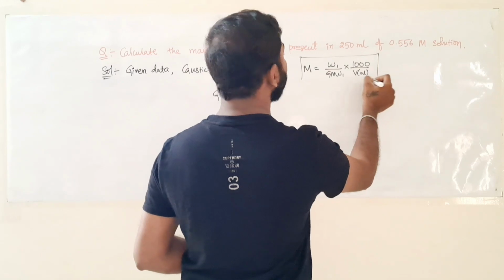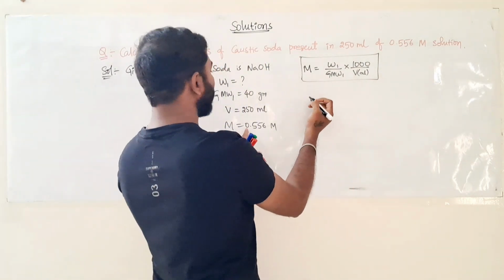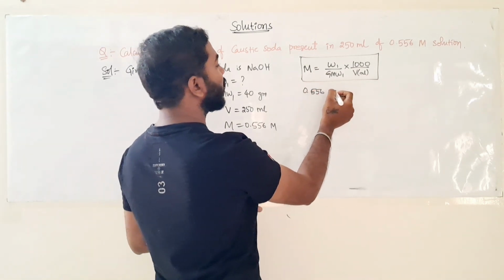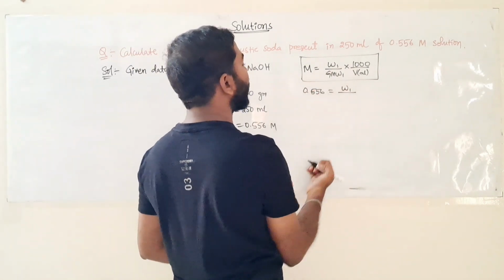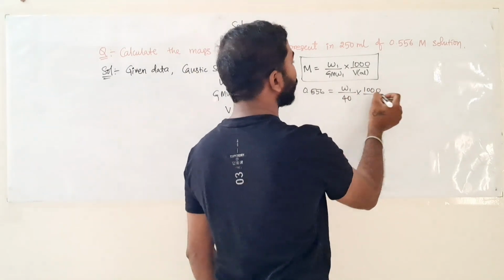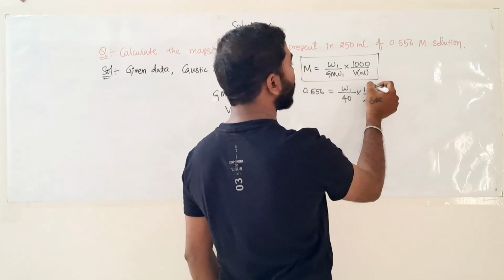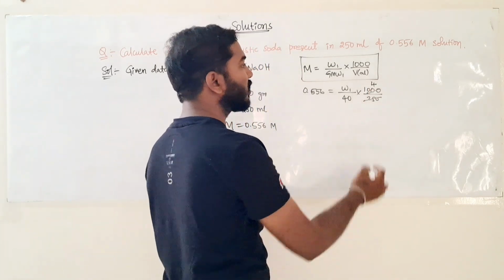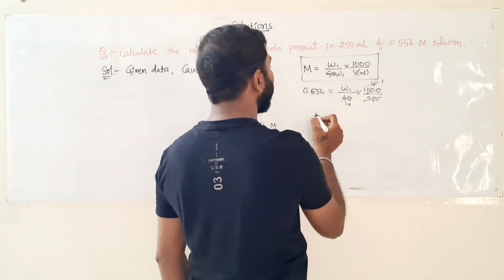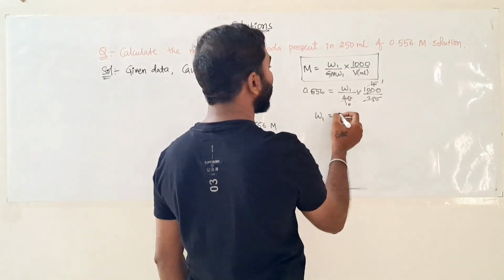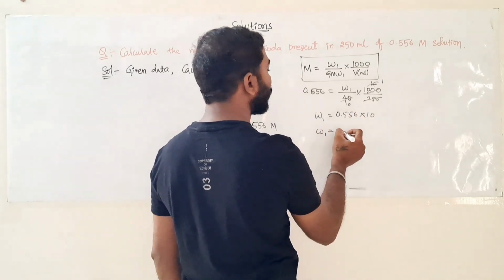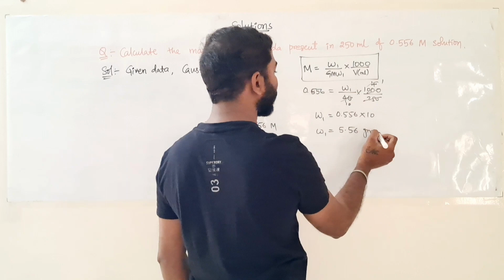Yes, this is the relevant equation we need to use. Molarity is given, that is 0.556 equals W1. We need to calculate the weight of caustic soda, and then it is 40 into 1000 by 250, so that goes 4 times, and then this is 1, and then 10 times. If we multiply this side, then the weight of the caustic soda we are going to get is 0.556 into 10, so that is going to come out as 5.56 grams.